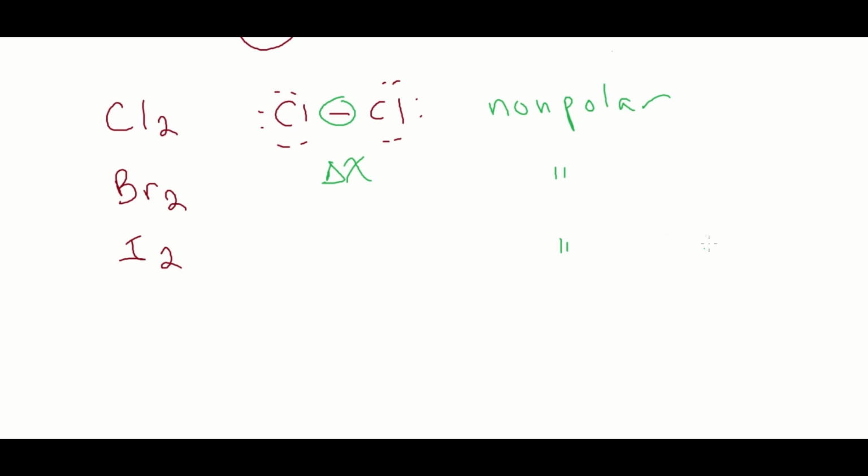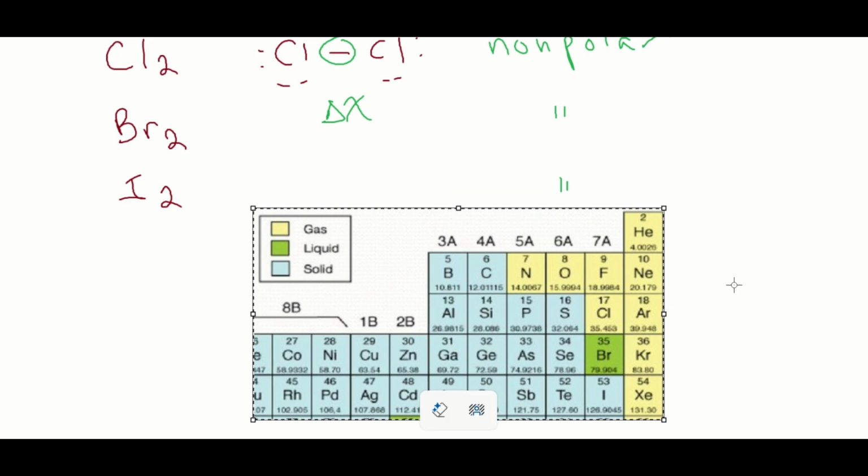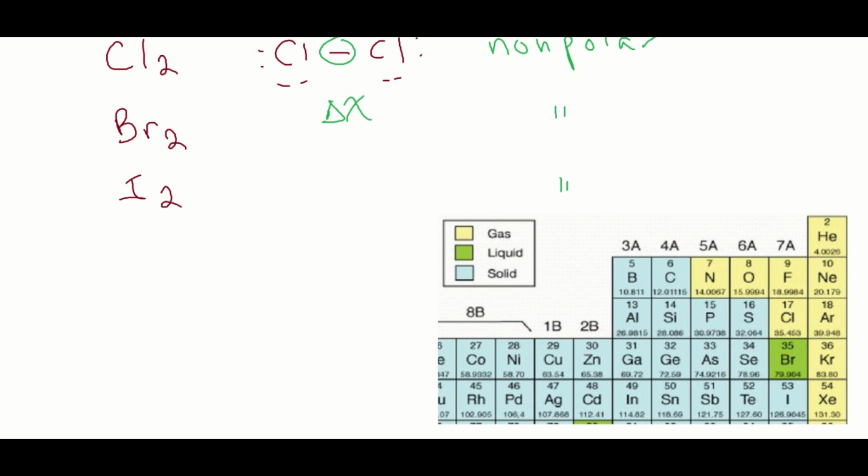So how can three completely nonpolar molecules be a solid at room temperature? That's iodine. And bromine is a liquid at room temperature, and chlorine is a gas at room temperature. There must be significant intermolecular forces for iodine to be a solid, bromine to be a liquid, much more so than chlorine, which is a gas.